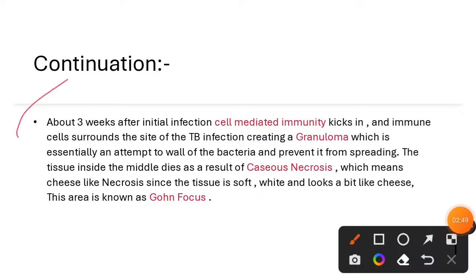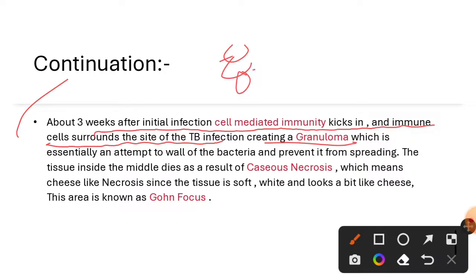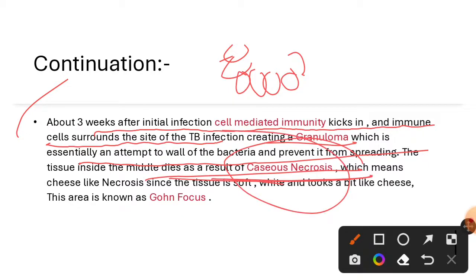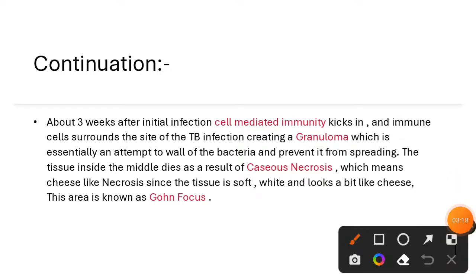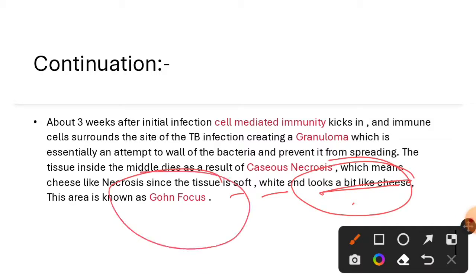So that is what I have written here. You can take a screenshot of this. About 3 weeks after initial infection, cell mediated immunity kicks in and immune cells surround the site of the TB infection, creating a granuloma. That I have told you. It is essentially an attempt to wall up the bacteria and prevent it from spreading. Now the tissue inside the middle dies as a result of caseous necrosis, and it is named that because it produces tissue which is white, soft, and looks a bit like cheese. And this area is known as the Ghon focus.